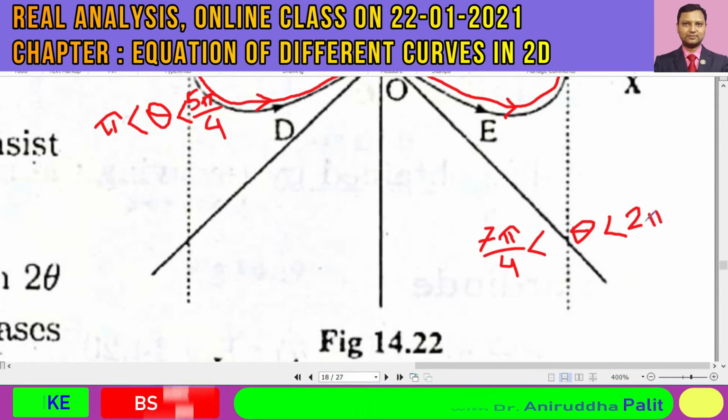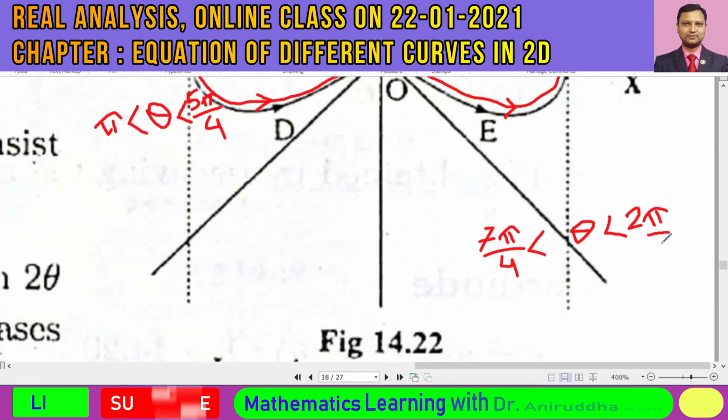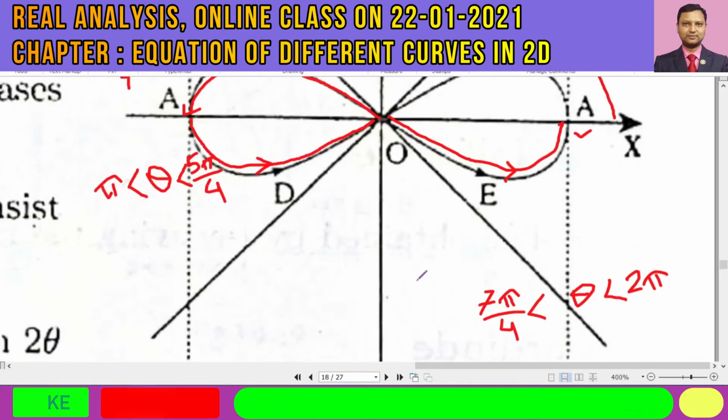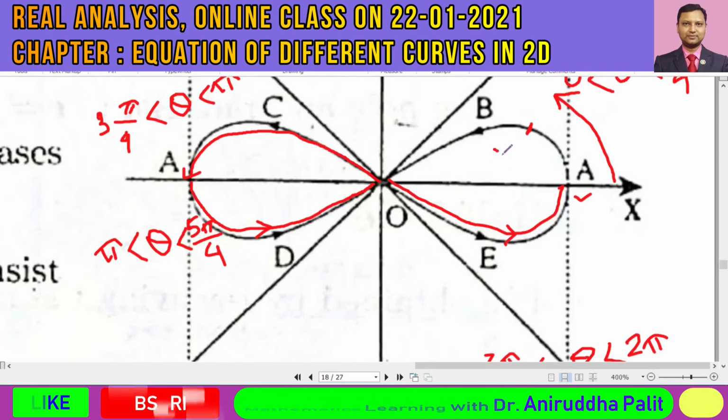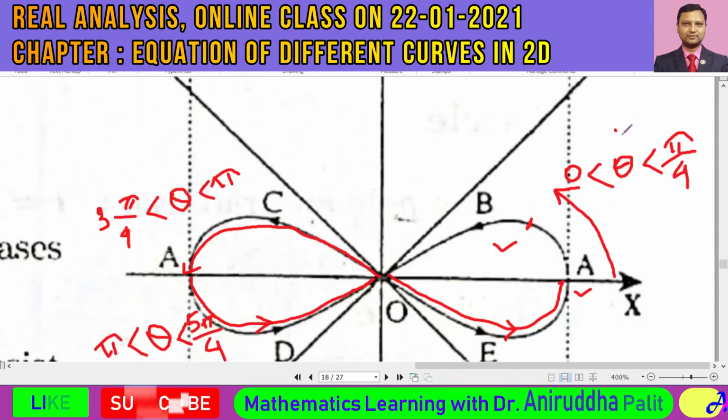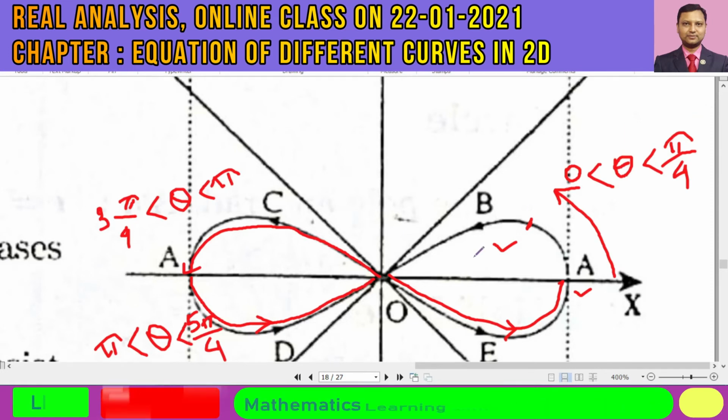So in this fashion, you will have to remember their range. So in this zone, theta would vary from 0 to pi by 4. This is 0 as lower limit, pi by 4 as upper limit.